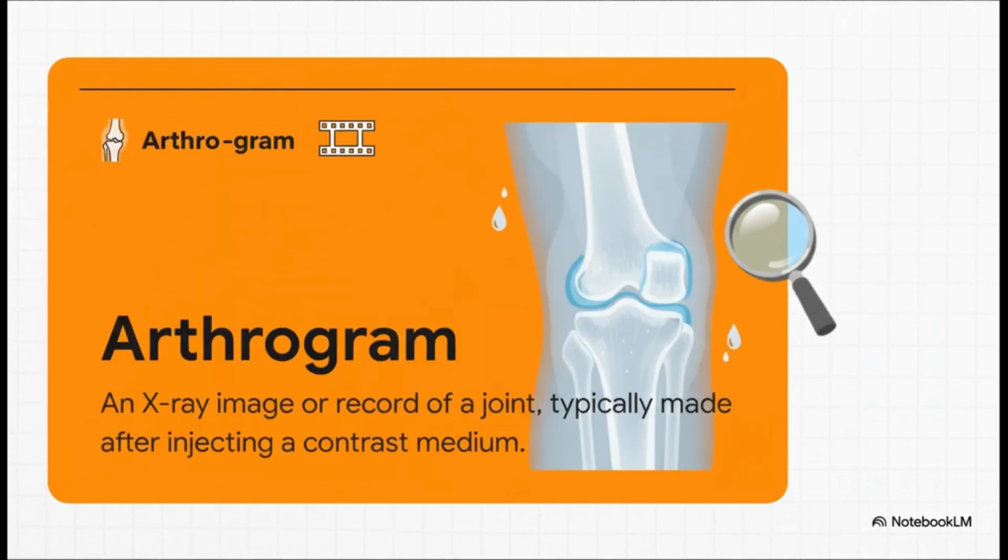Moving on in our arthro family, we have arthrogram. Arthro is still joint, and gram means a record or an image. Think of it like a special kind of X-ray for a joint. What makes it special? Well, they inject a contrast dye first. This is the cool part. That dye lets doctors see all the soft tissues like ligaments and cartilage that a regular X-ray would completely miss.